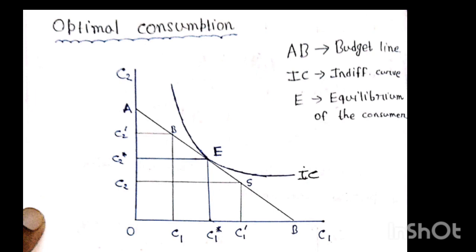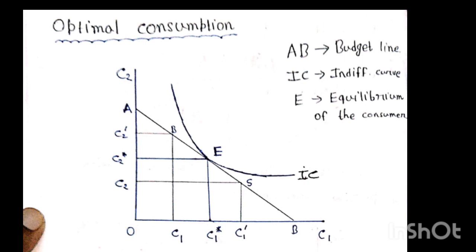For finding out the optimal consumption, we have taken a graphical representation of two-period consumption, where we have plotted C1, that is the consumption of the present period, on the horizontal x axis, and C2, that is the consumption of the future period, on the vertical y axis. Now we have taken a budget line AB, and our indifference curve is IC.